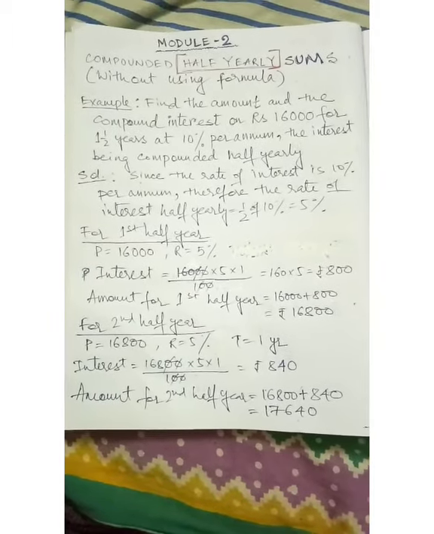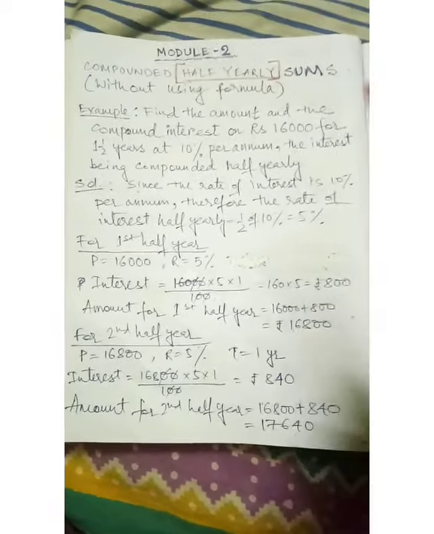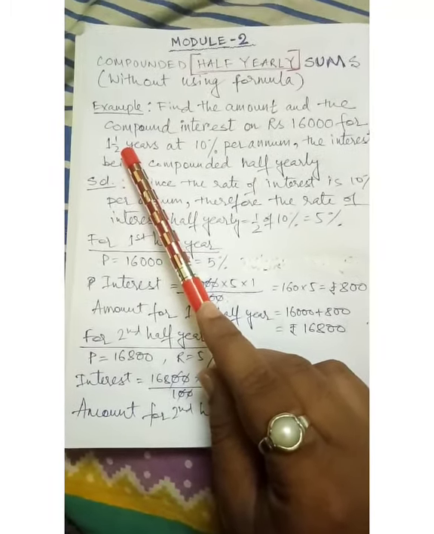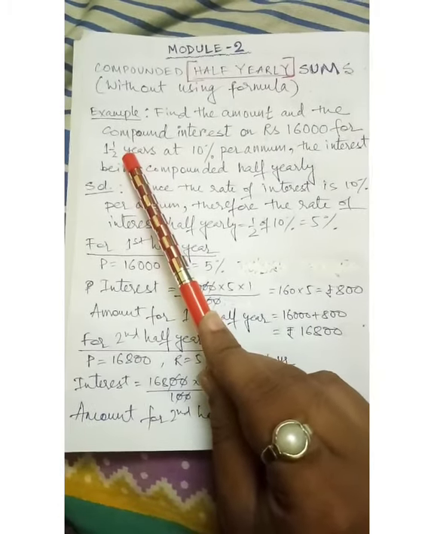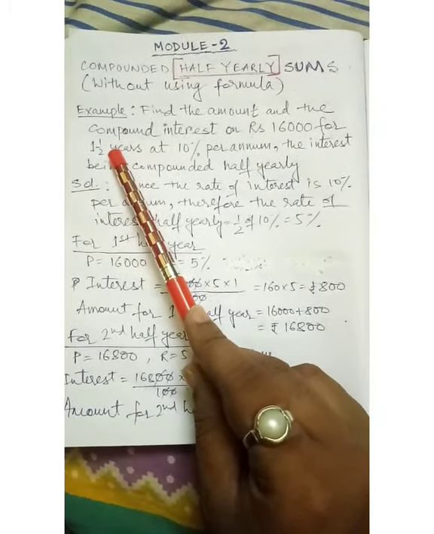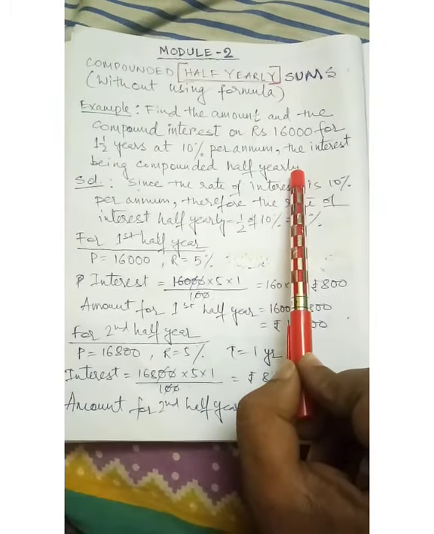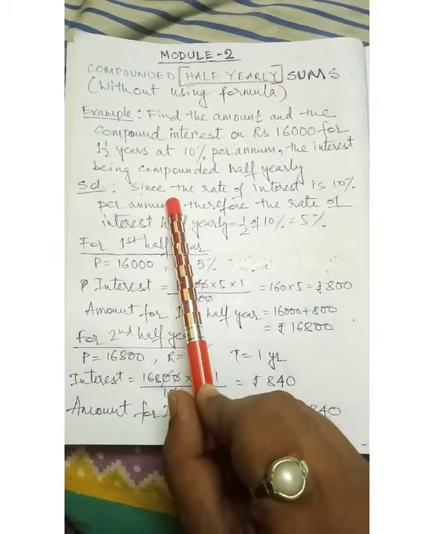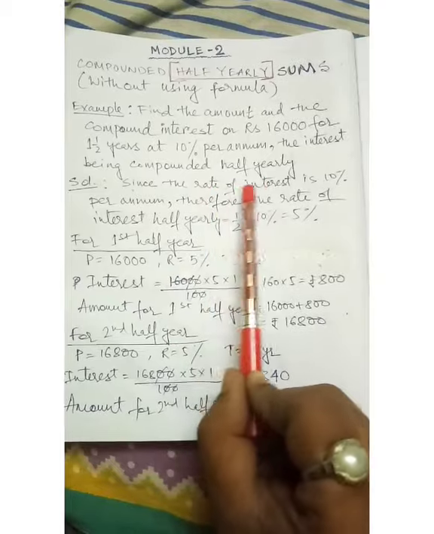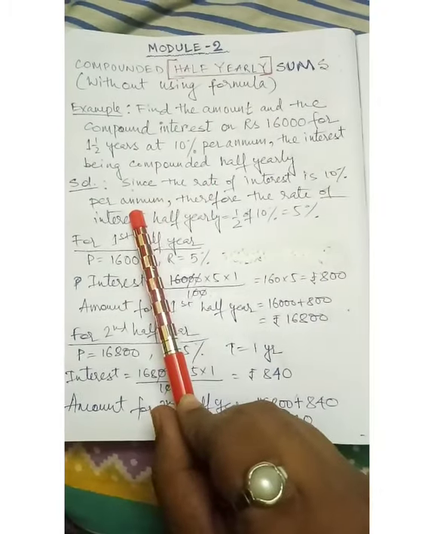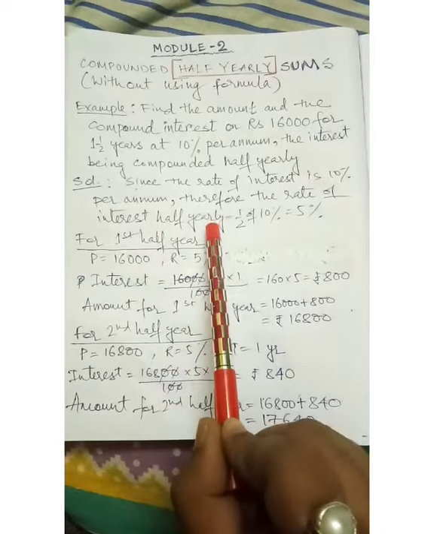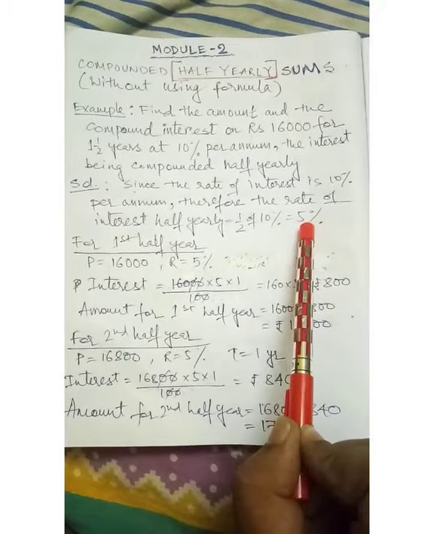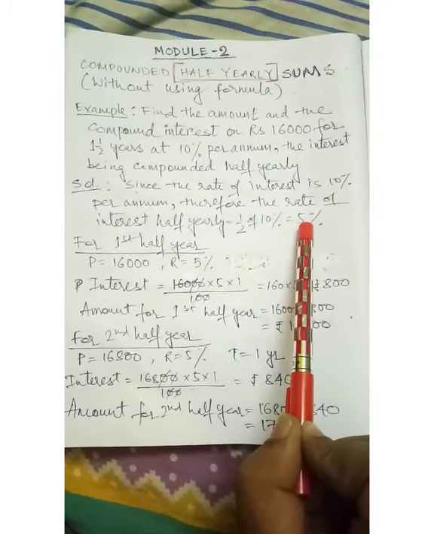Now first we'll do the solution. Last time the year was coming as a whole number like 1 year, 2 years, 3 years, but here it is given as a mixed fraction. So this mixed fraction given in half yearly will be problematic for you to solve. Then what we will do: since the rate of interest is 10% per annum, therefore the rate of interest half yearly equals half of 10%, that is 5%.